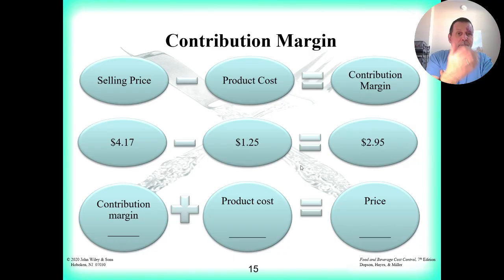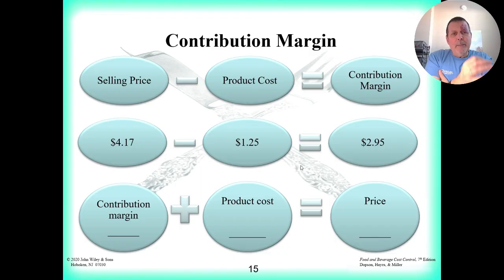So very, very simple. Selling price equals my cost plus my desired contribution margin. What did I just say? My selling price is going to be my cost plus my contribution margin. Now, everything has a contribution margin.